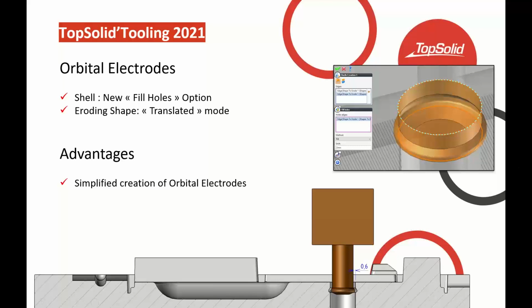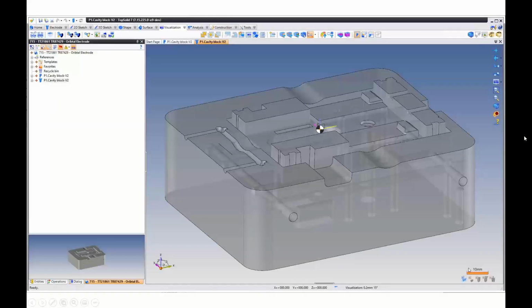Okay, TopSolid Electrode for 2021. We have made some improvements to orbital electrodes. Some of the improvements also include dealing with the shell of the electrode. There's a new fill hole option, and now there's a new translated mode for the eroding shape. Let's have a look.